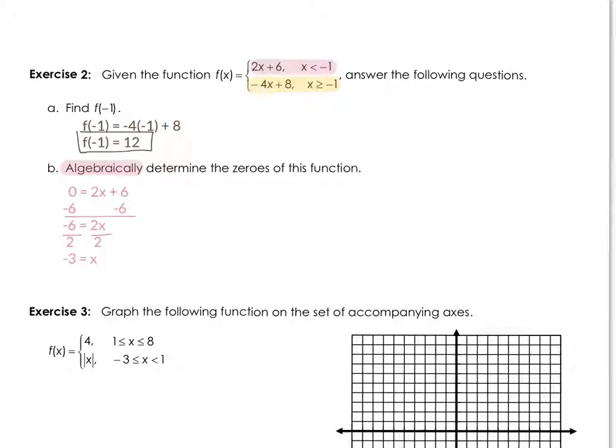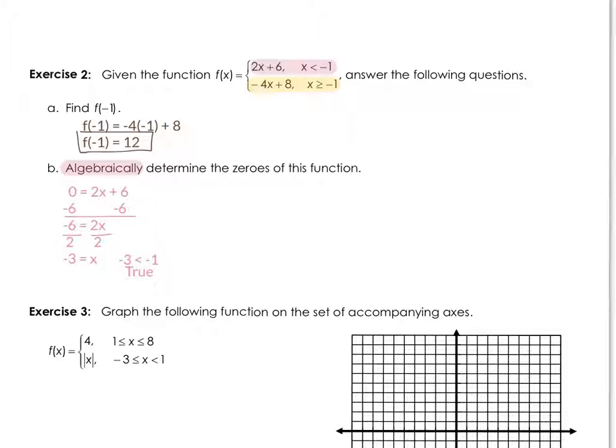Now I need to check to see if that is in the given domain for the pink function. So the pink function means that x needs to be less than negative 1, so I'm going to write negative 3 is less than negative 1. Then I need to determine if that's true. Is negative 3 less than negative 1? Yes, it is. So that's a true statement. That means that that is one of the answers.